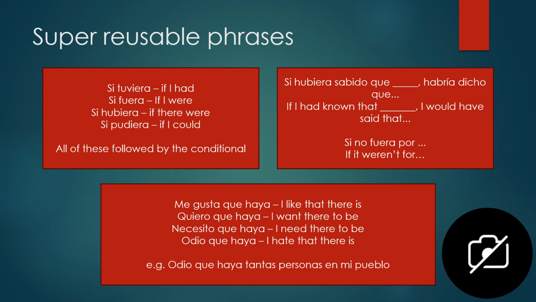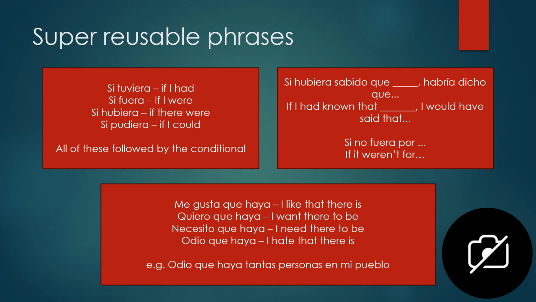Bottom box, I do like these. The word haya, please just use it in these 4 circumstances that you can see here. Me gusta que haya, I like that there is, so me gusta que haya una piscina en mi pueblo. Quiero que haya, I want there to be. Quiero que haya más personas en mi ciudad. I want there to be more people in my town.